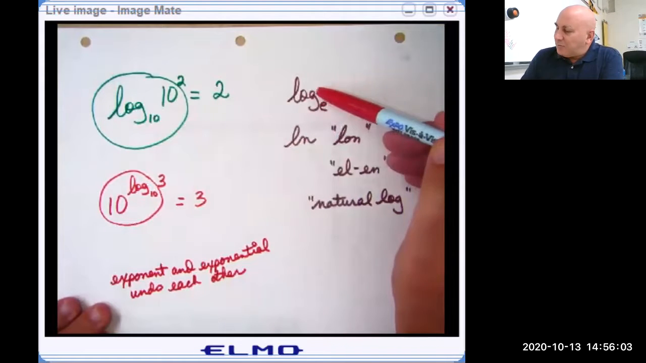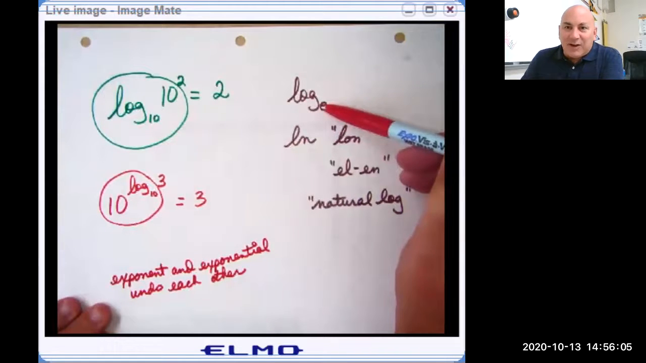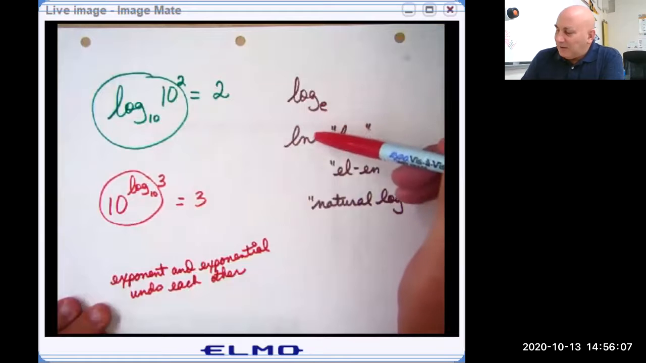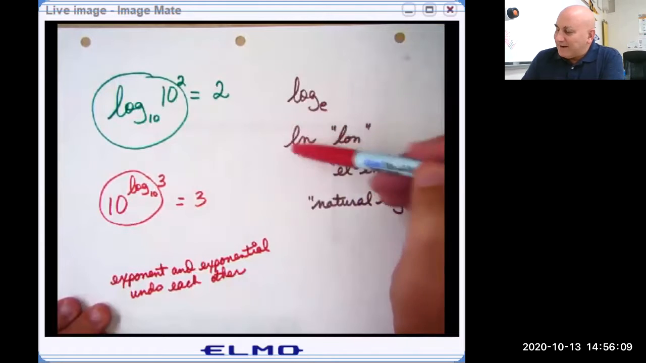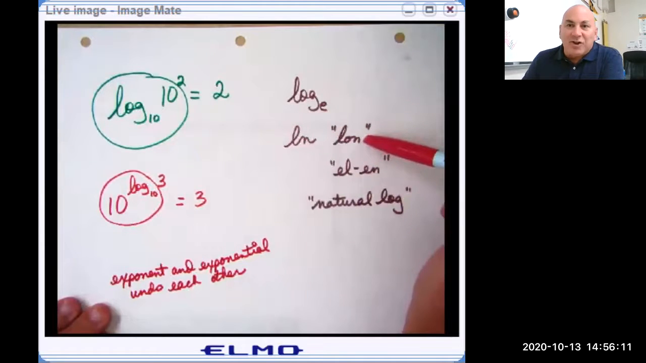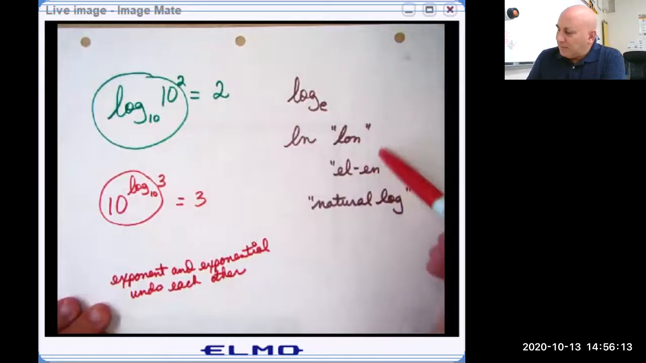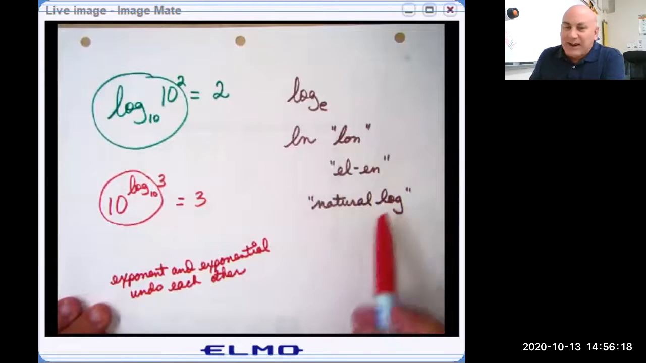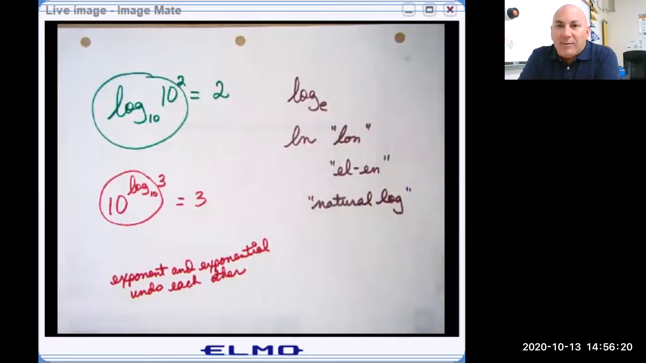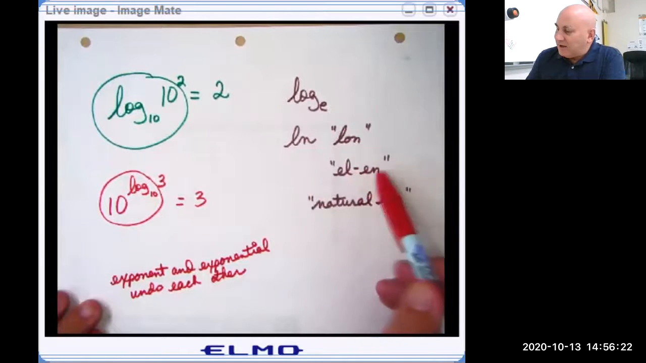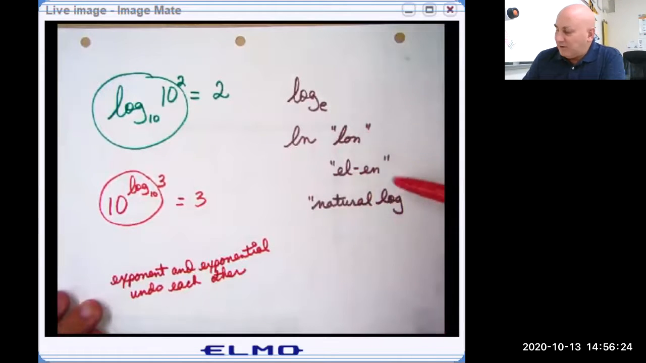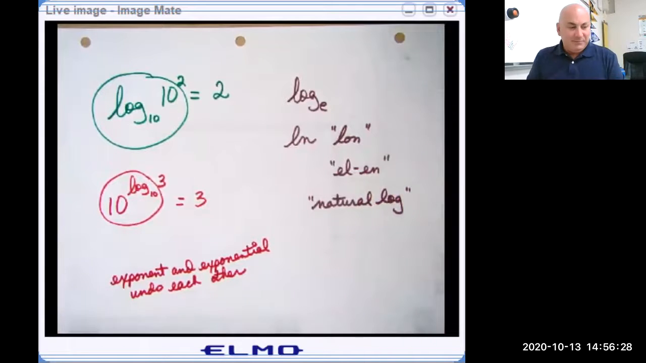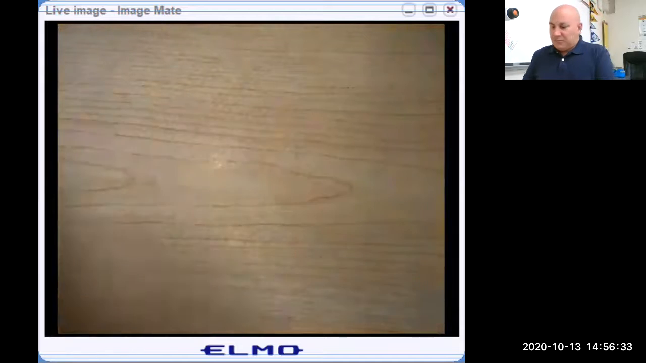Some people write it log base e because that helps them realize, oh, yep, that's base e. Some of us write it like this, and we pronounce it ln. Sometimes we say natural log. I always call it the ln, or very seldom the natural log. But it's still a logarithm.